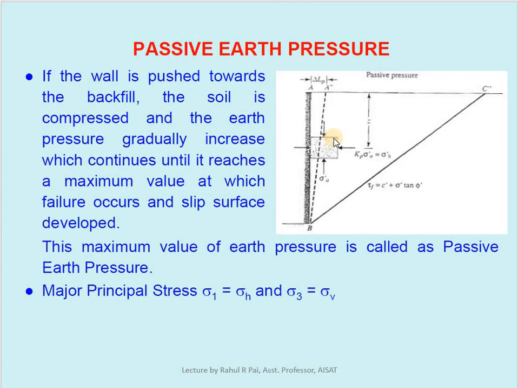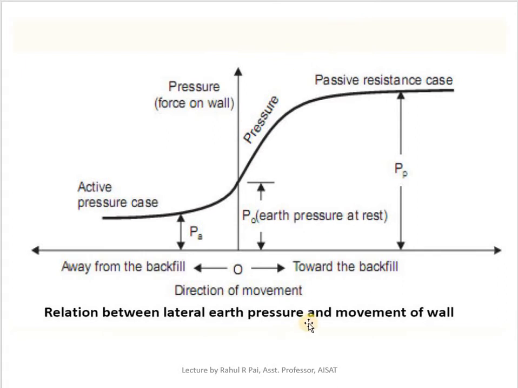So there are two cases. One is that the earth pressure keeps on reducing and that will lead to a failure, and another case is that the earth pressure keeps on increasing and it will lead to a failure. This can be very well represented by a graph here. You can see a graph of the relationship between the lateral earth pressure and the movement of the wall. Here you can see in the figure that the x-axis shows the direction of wall movement and the y-axis shows the pressure or the force on the wall.